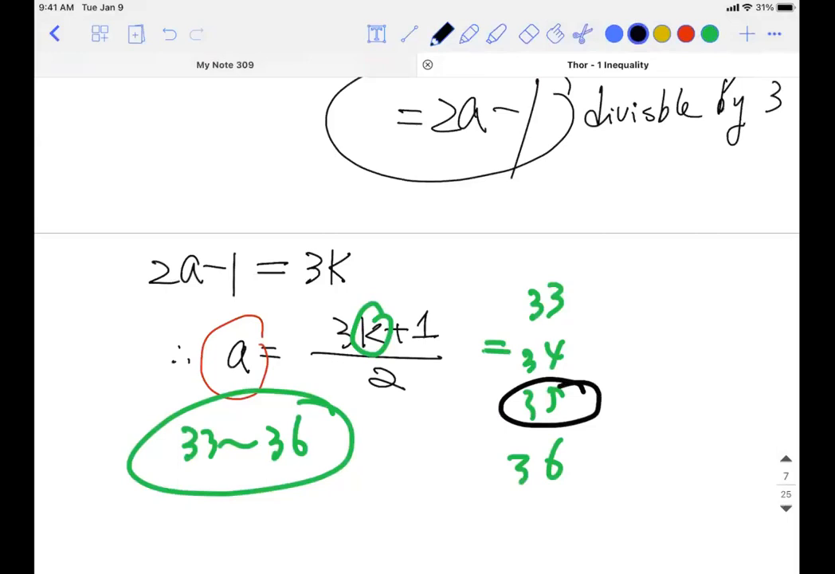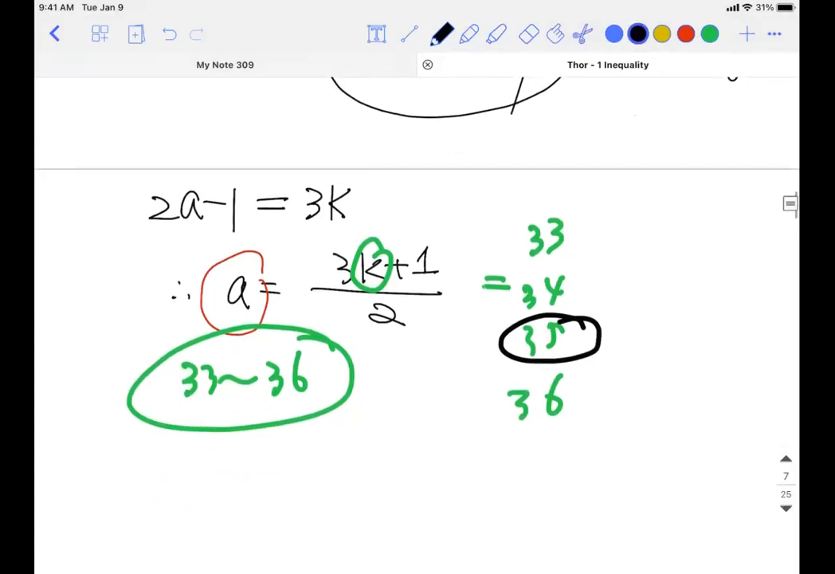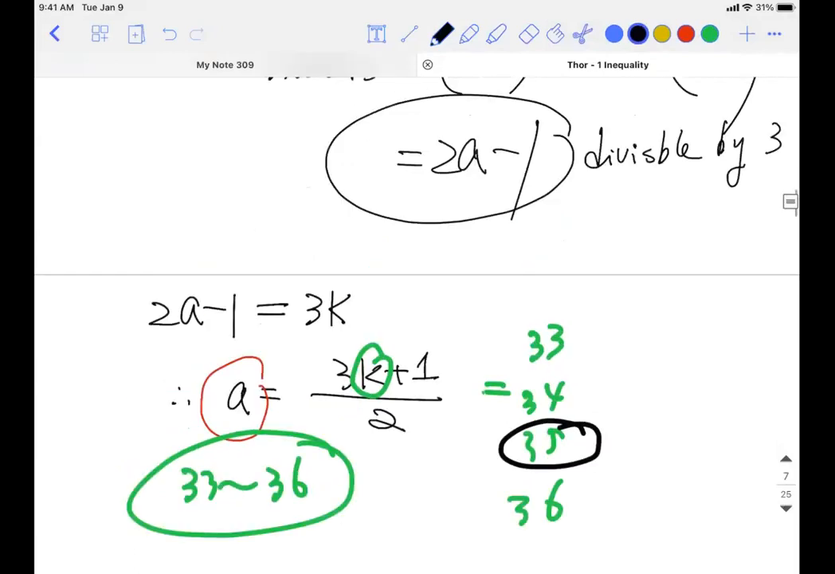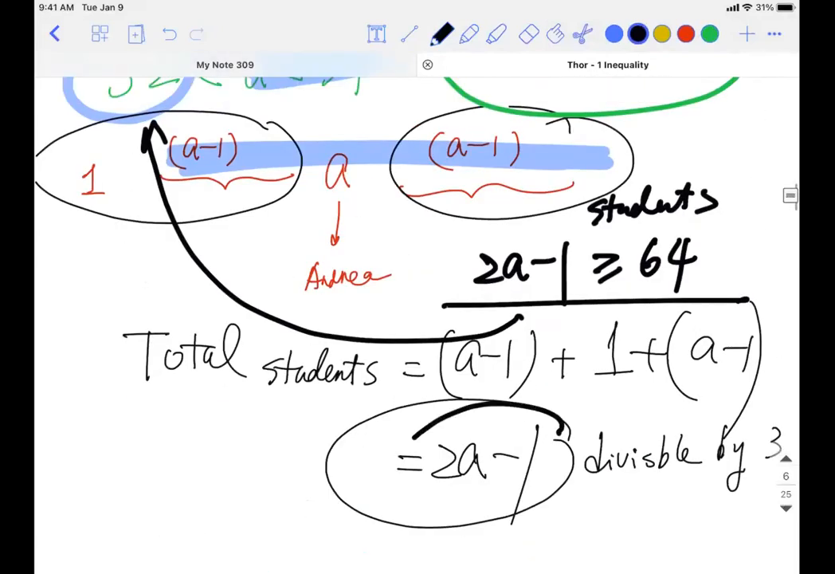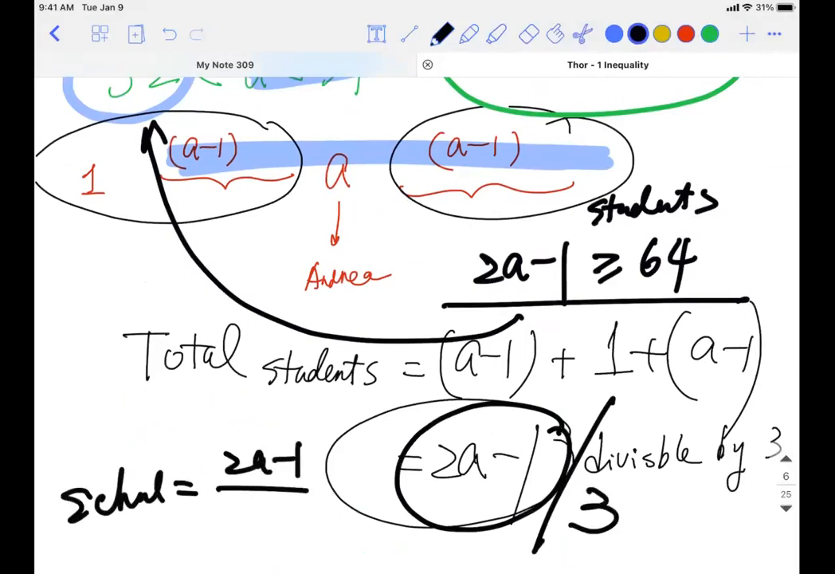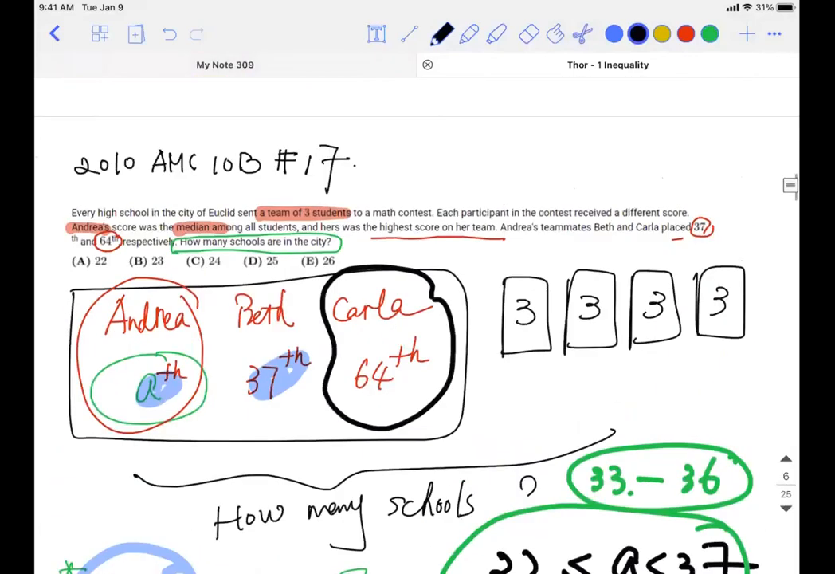Okay? Since you already have A equal to 35, the question asks you how many schools? The number of schools will be this divided by 3, right? Your number of schools will be 2A minus 1 divided by 3, which in our case is 23. So that's the answer for our problem.